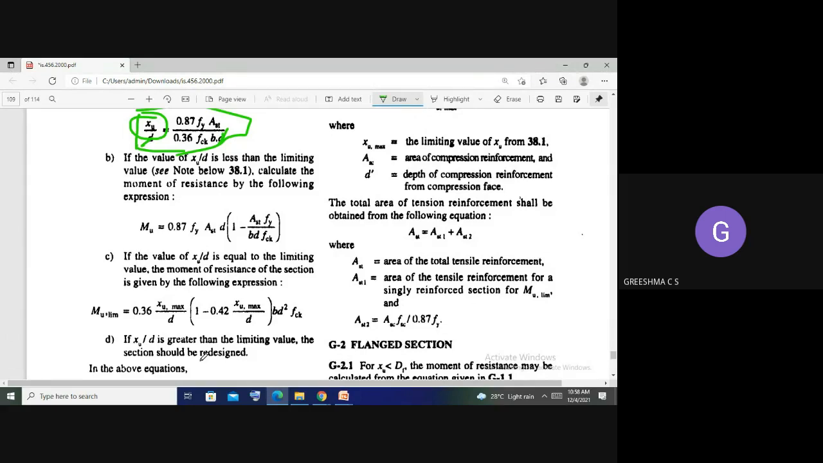If XU max is greater than XU, that is an under reinforced section, you have to use this equation. And if it is an over reinforced section, you have to use the other equation. For an under reinforced section you have to use this equation. If it is an over reinforced section, you have to use that equation. Note down this equation for the under reinforced case.